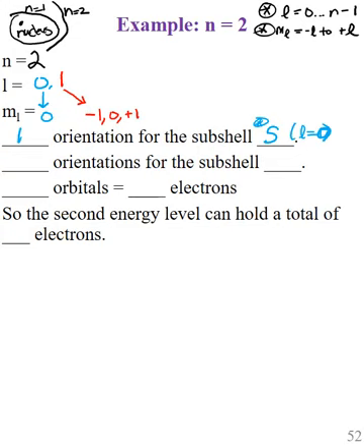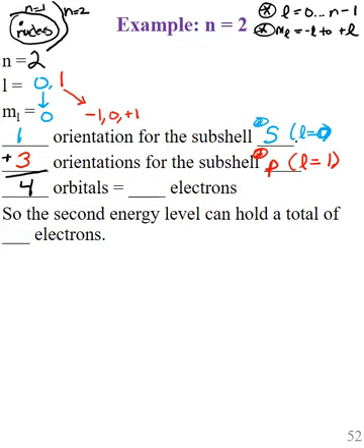Okay, so for the next one, the one that I have in red, how many values of M sub L do I have? I have 3 of them, so I can have 3 orientations for what subshell? For the P subshell, and that's because our L equals 1. Again, that's one of those things you have to memorize. Now if I add up my orientations, really the number of orientations will give me my number of orbitals. So if I add these up, I will get my number of orbitals.